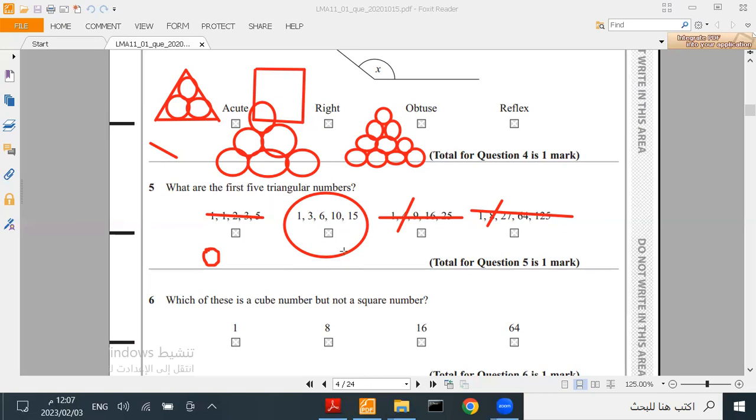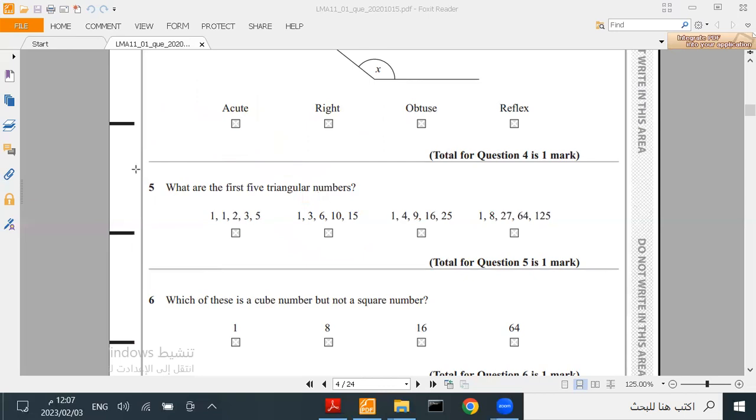Anyways, that's the answer. This is how you get it. I hope you understood the idea. As you see, it's a simple question.